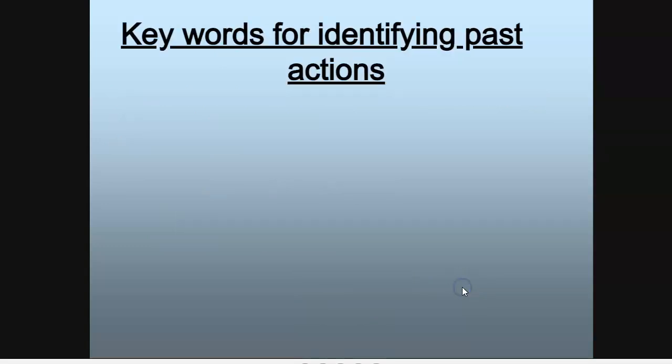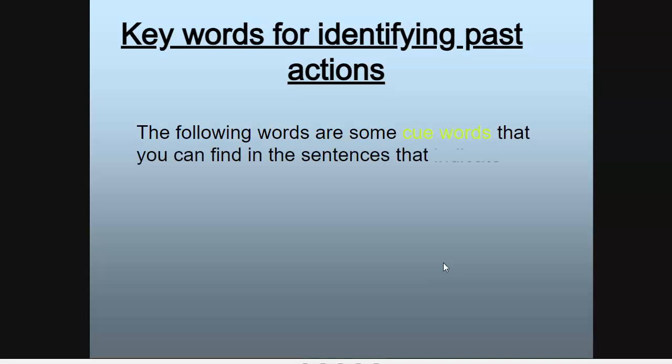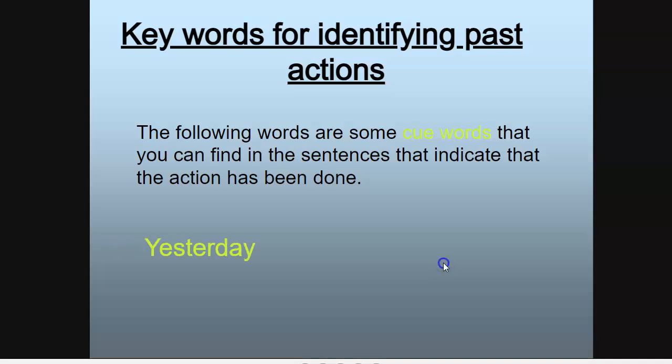Keywords to identify past actions. These are keywords you can find in the sentence that indicate that the actions have been done: yesterday, last night, last week, last summer, and ago. All of them are keywords.